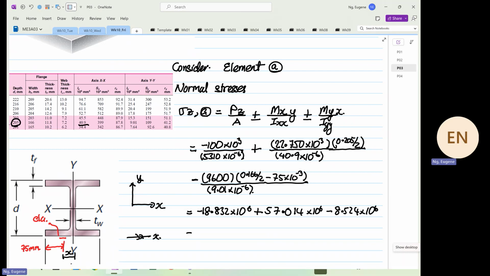So from here, you get minus 18.832 times 10 to the power 6, plus 57.014 times 10 to the power 6, minus 8.524 times 10 to the power 6. And your answer is positive 29.658 times 10 to the power 6 Pascal. Now this is the easy part.